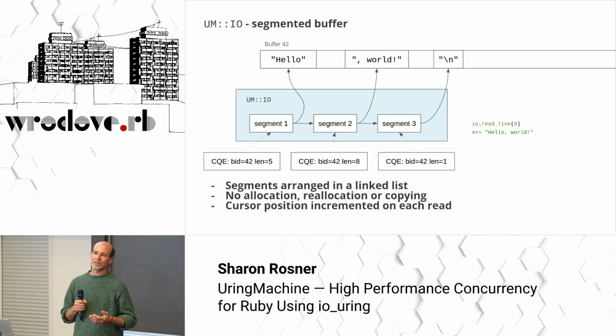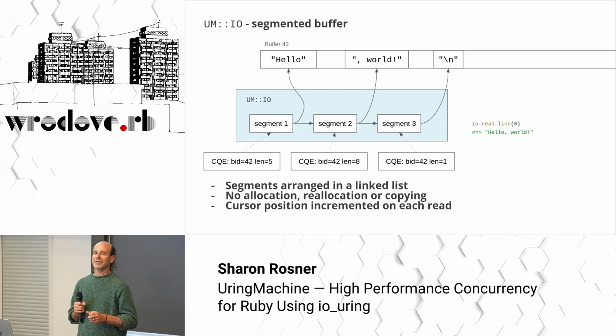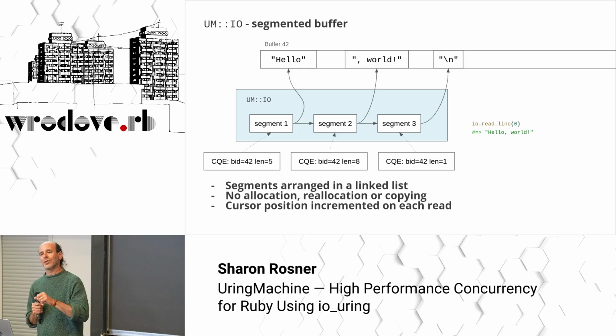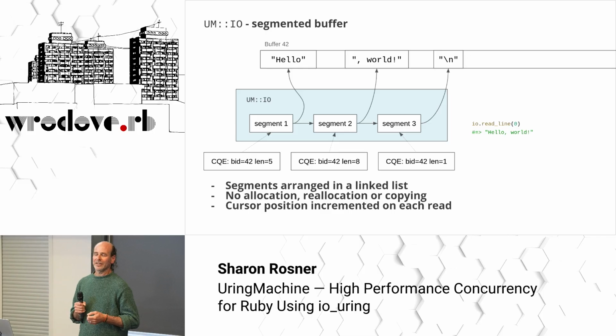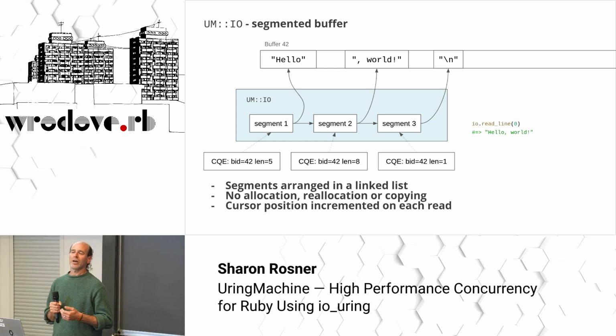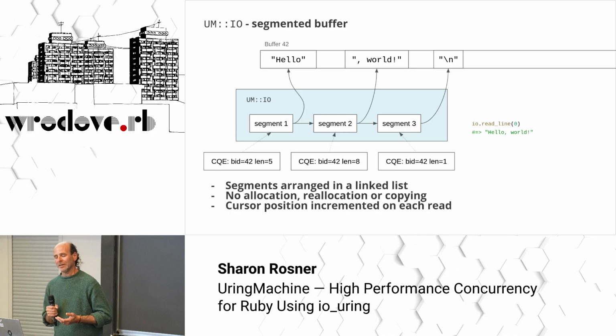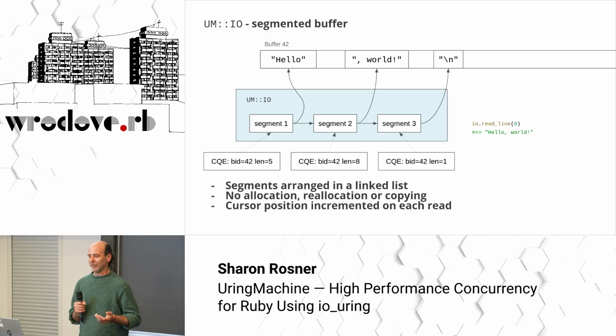So as we receive CQEs, those CQEs are translated into segments. Segments are just little C data structures that reference chunks of data that the kernel read into the buffers we provided to it. We then arrange those segments in a linked list, and that can give us the whole message that we are waiting for. So in that way, we have a segmented buffer. It's not a contiguous buffer, but we avoid copying data, and we also avoid allocating and reallocating buffers.